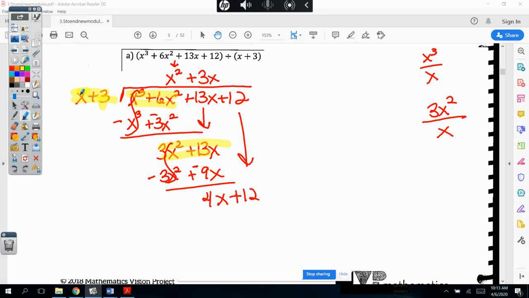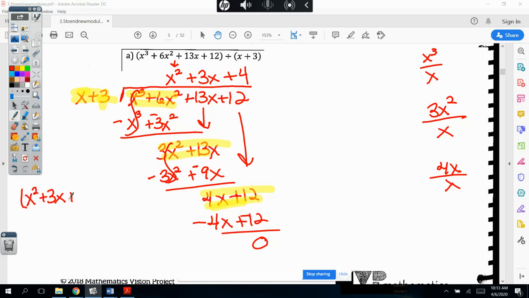And the last step, to see how many times does x go into the 4x. And 4x over x, that would simplify out to 4. Multiply down, 4x plus 12. Subtract all the pieces, and we do not get a remainder, which means it is a factor. And we get x squared plus 3x plus 4 times x plus 3 equals x cubed plus 6x squared plus 13x plus 12.